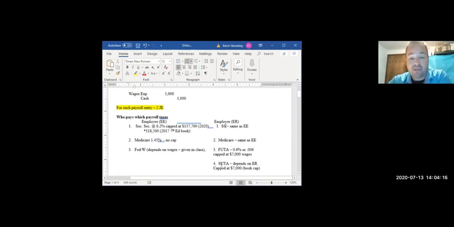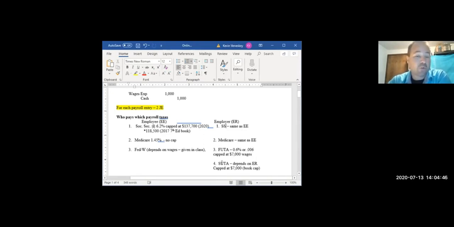And then the last 2 down here are the unemployment taxes. So if you ever file for unemployment, the money just doesn't come out of nowhere. It comes from the employer ultimately, because the employer is feeding this unemployment system. FUTA stands for Federal Unemployment Tax Act. And notice it's very, very small. It's only 0.6%, or as a decimal, 0.006. And it's capped at $7,000.